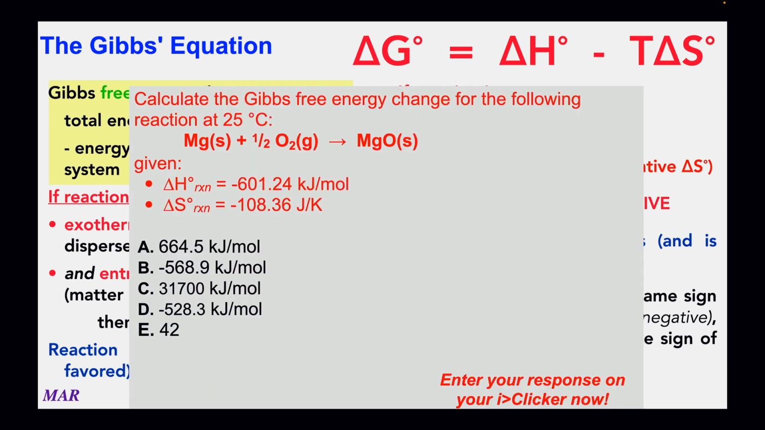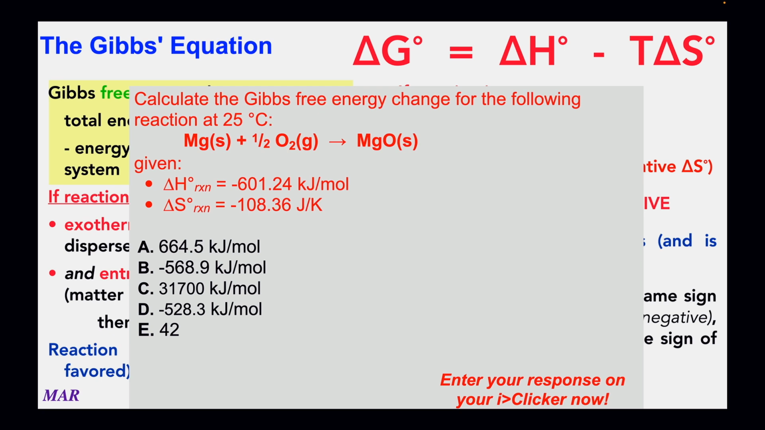So let's calculate the Gibbs free energy, the delta G, for this reaction. Magnesium oxide would be the product. Magnesium solid and half an oxygen would be the reactant. And we have here the delta H and the delta S values, okay?